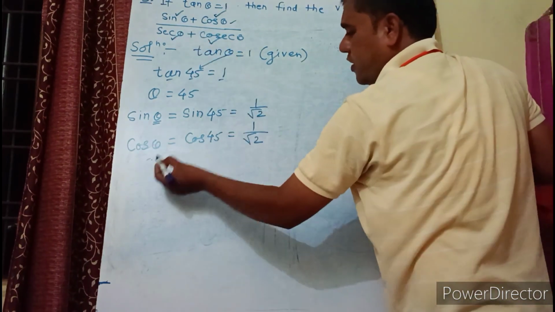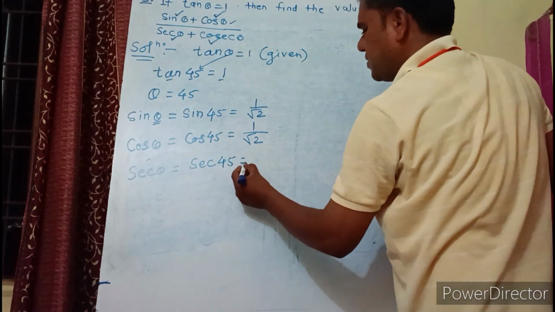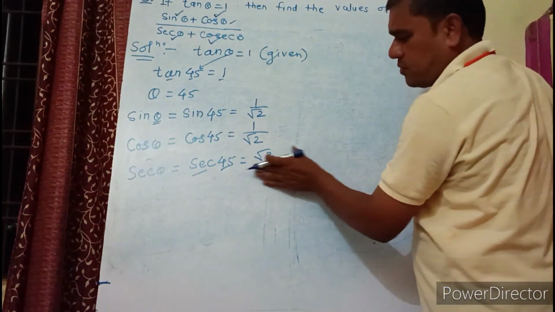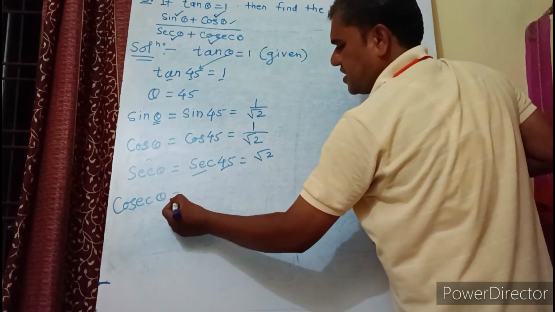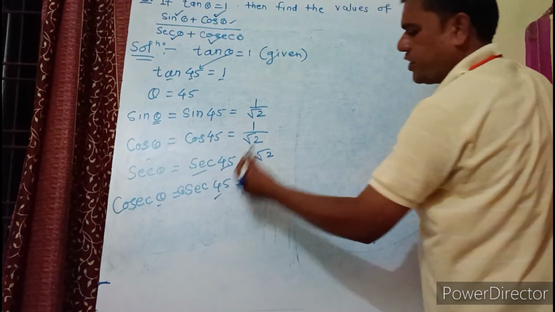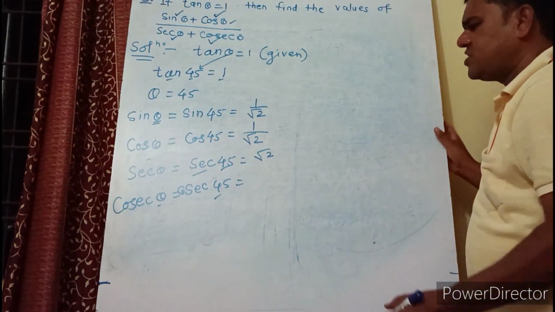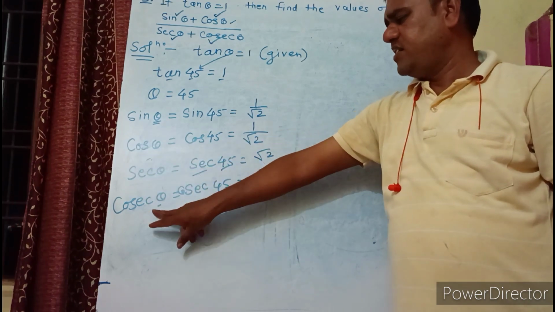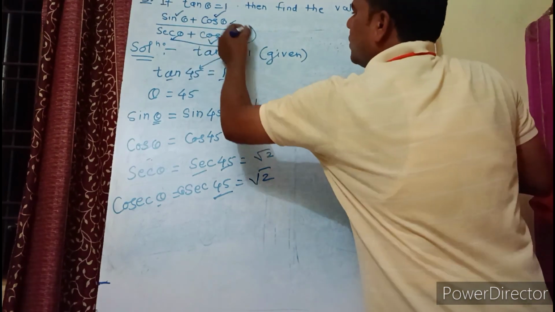Now we have to find the value of sec theta, that is sec 45, which is root 2. Similarly, the value of cosec theta is cosec 45. Since the value of theta is 45, we put 45 instead of theta, and that is also equal to root 2. Now we have found the values of sin theta, cos theta, sec theta and cosec theta.